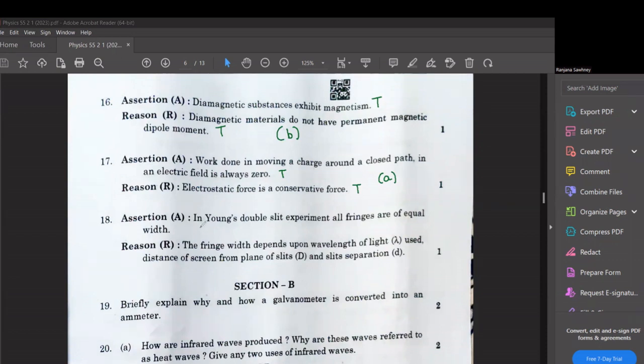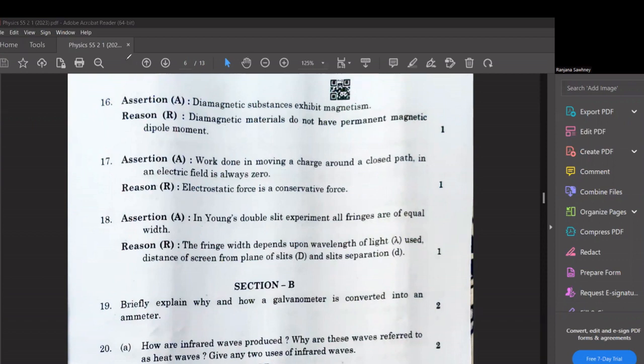Next is in Young's double slit experiment, all the fringes are of equal width, which is true. We know that the fringe width in the interference pattern is given by lambda D upon small d. So it depends upon all these three factors. So this is also true, and the reason is the correct explanation of assertion. Hence, the correct option is A.